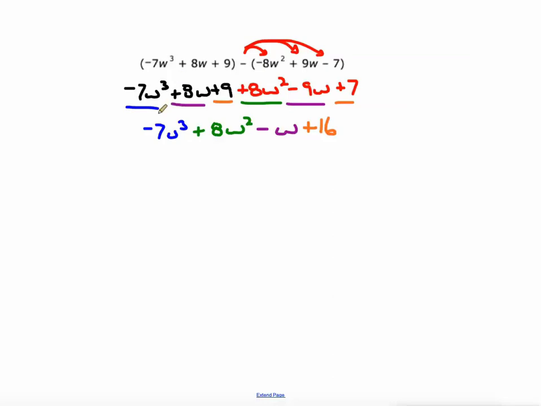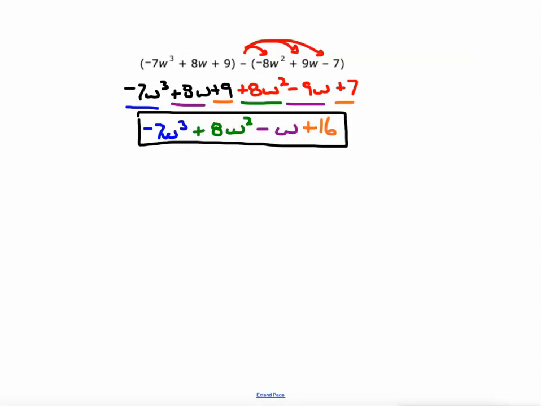So our final result here is negative 7w, or negative 7... I like how I turned my w into a u. I can't read my own handwriting. Oops, we'll fix that now. How about negative 7w cubed plus 8w squared minus w plus 16.